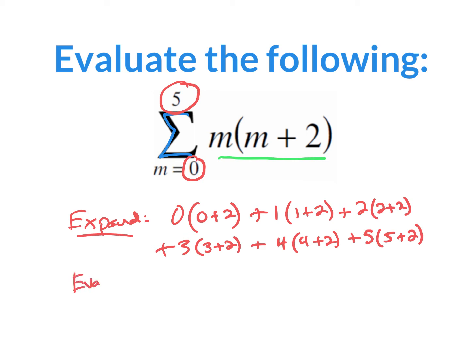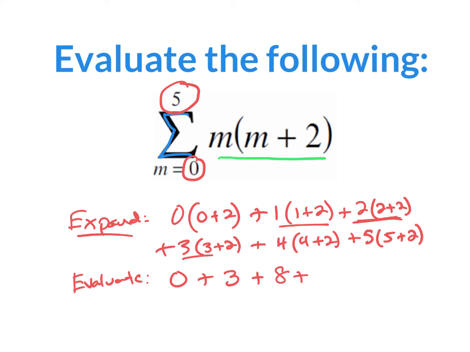Then, after we expand, we're going to calculate this. So you can use your calculator if you want. But it looks like in the first one we get 0 plus 1 times 3, and the next one would give us 3 plus 2 times 4, and the next one would give us 8.